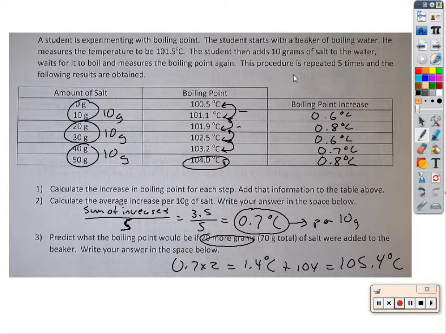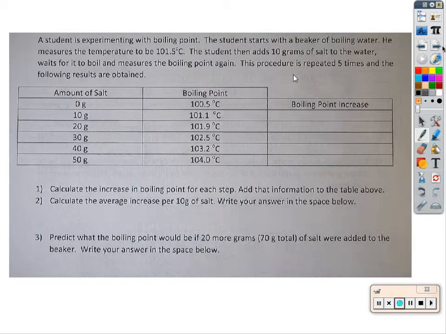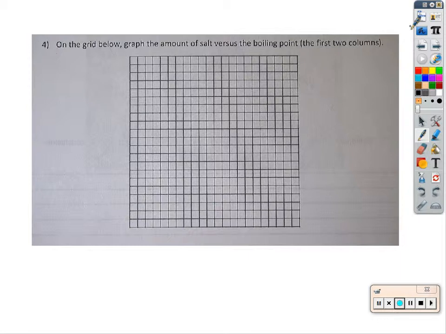The next part of the assessment asks you to graph all that data. First 2 columns, basically, where we're looking at the amount of salt versus the boiling point. We want to do everything that we were told to do. We want to title it.